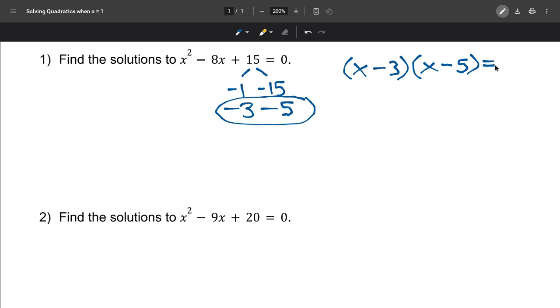Right, so all we're doing is we're changing the left-hand side of the equation into factored form. Now, if this factor here is 0, 0 times whatever this factor is will be 0. Likewise, if this factor is 0, whatever this number is times 0 will be 0. So I find my two solutions when I set each of the factors equal to 0. So I'm going to say x minus 3 equals 0 and x minus 5 equals 0.